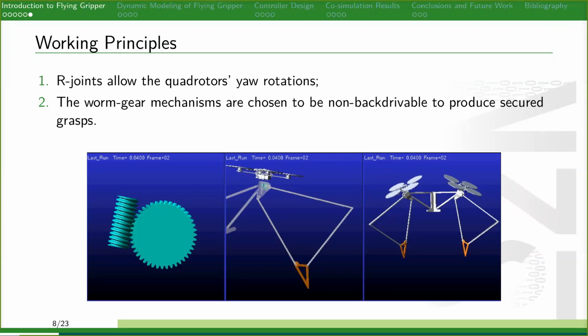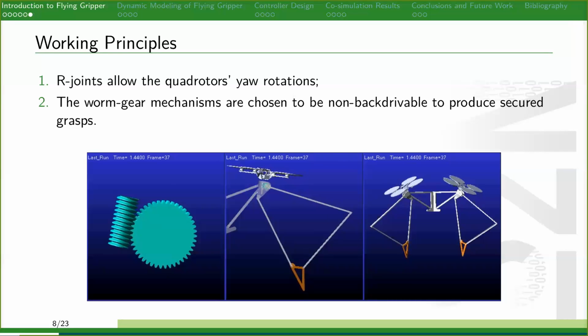The worm gears are chosen to be non-backdrivable to produce secured grasps. In fact, when all phalanges are in contact with the object, they cannot move backward, whatever external forces are applied to the object. Here is one video to show how 1 quadrotor drives a finger to close.